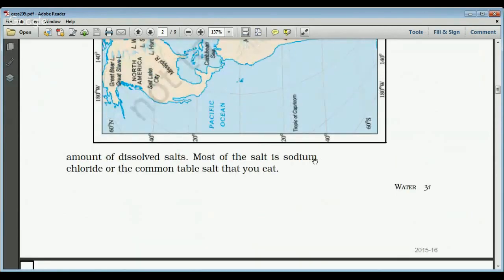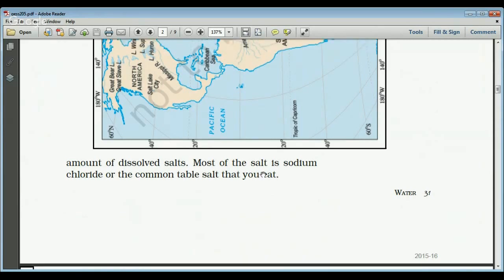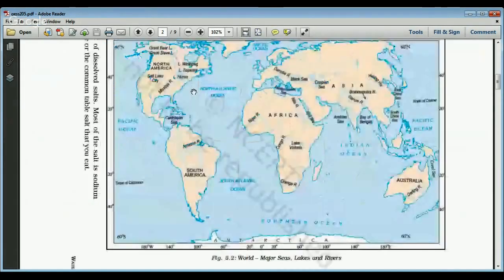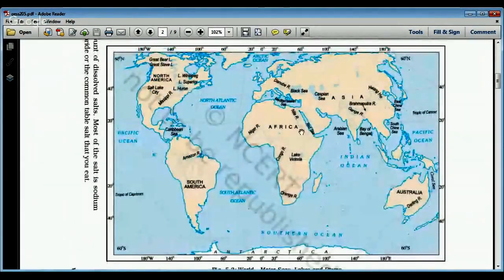And this is written here, see, the ocean water or sea water has various types of solvents dissolved in it, and most of the salt is actually sodium chloride, the common salt whatever we eat. This is a diagram for all the oceans and seas present on the earth. So this is a map.